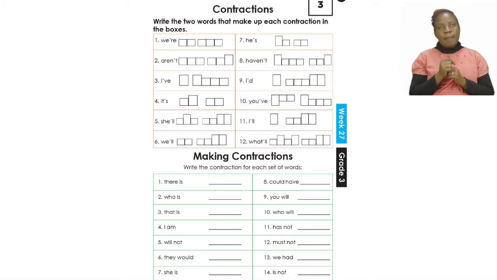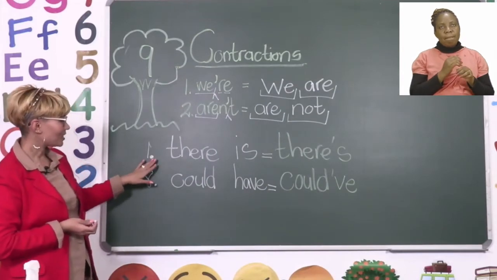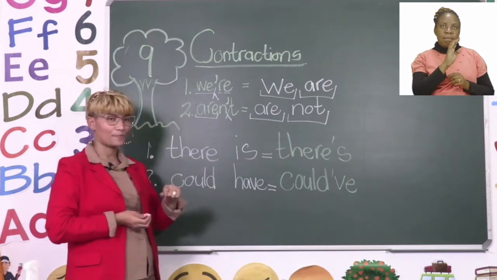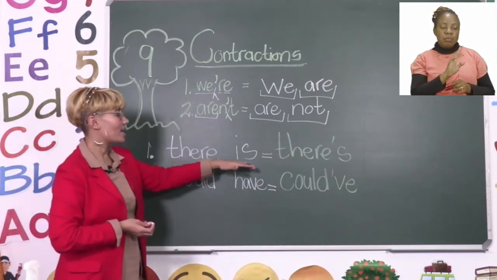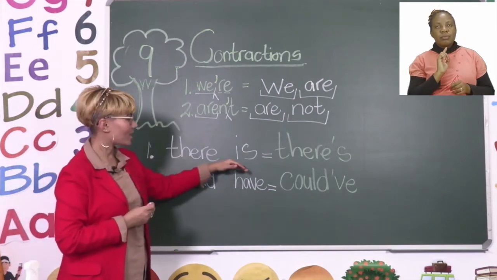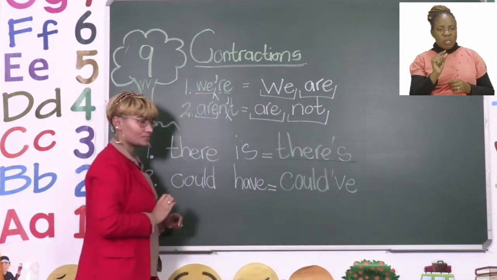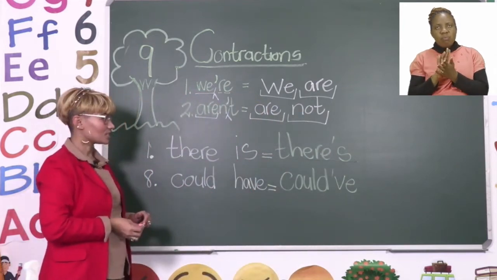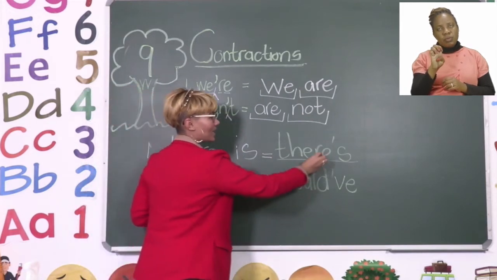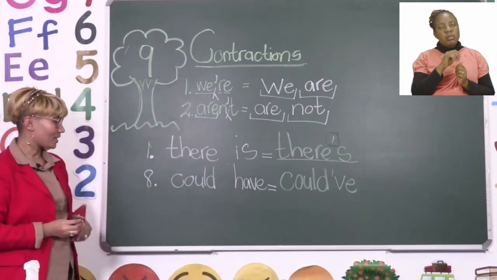Let's look at the first set or the first example that I'm going to do with you. The first one, number 1, there is. There is. And if we make a contraction out of there is, it becomes there's. Can you see? So once again, a letter is left out and we have an apostrophe.